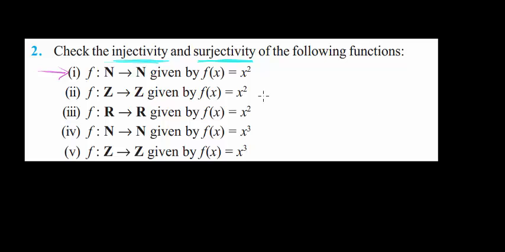Okay, now it's the same function. In fact, if you see, the first 3 questions have the same function. This is x square, this is also x square, and this too is x square. The only thing that is changing here is the domain and the codomain. The domain, codomain, domain, codomain. This is changing. Okay, so I'm going to take the same function once again.